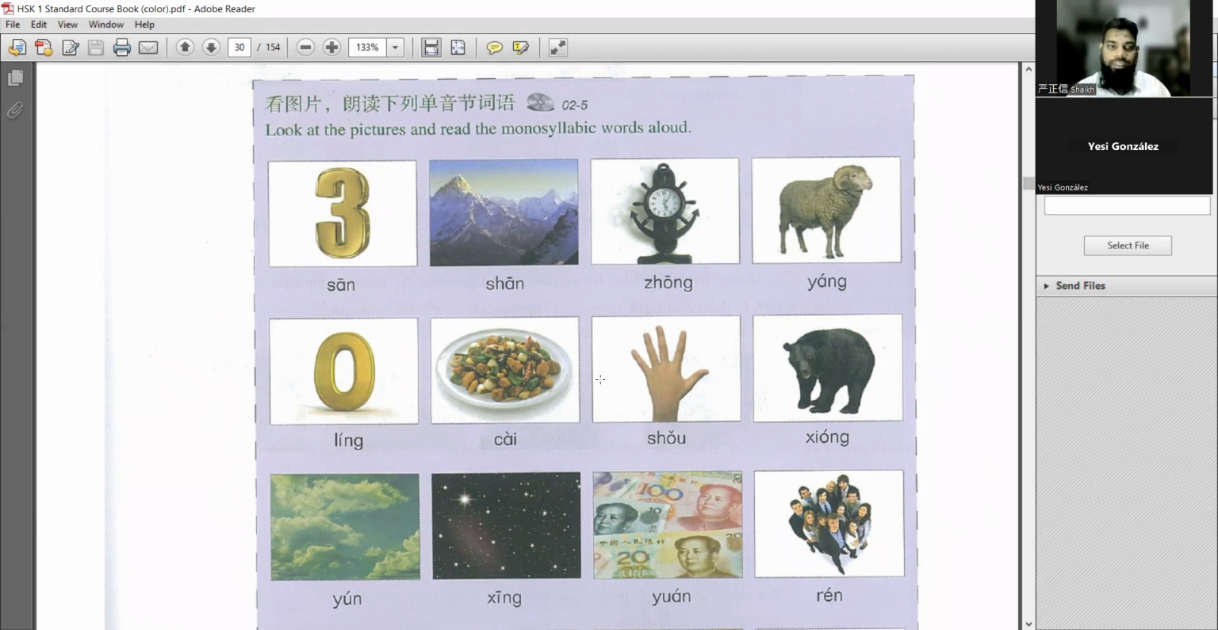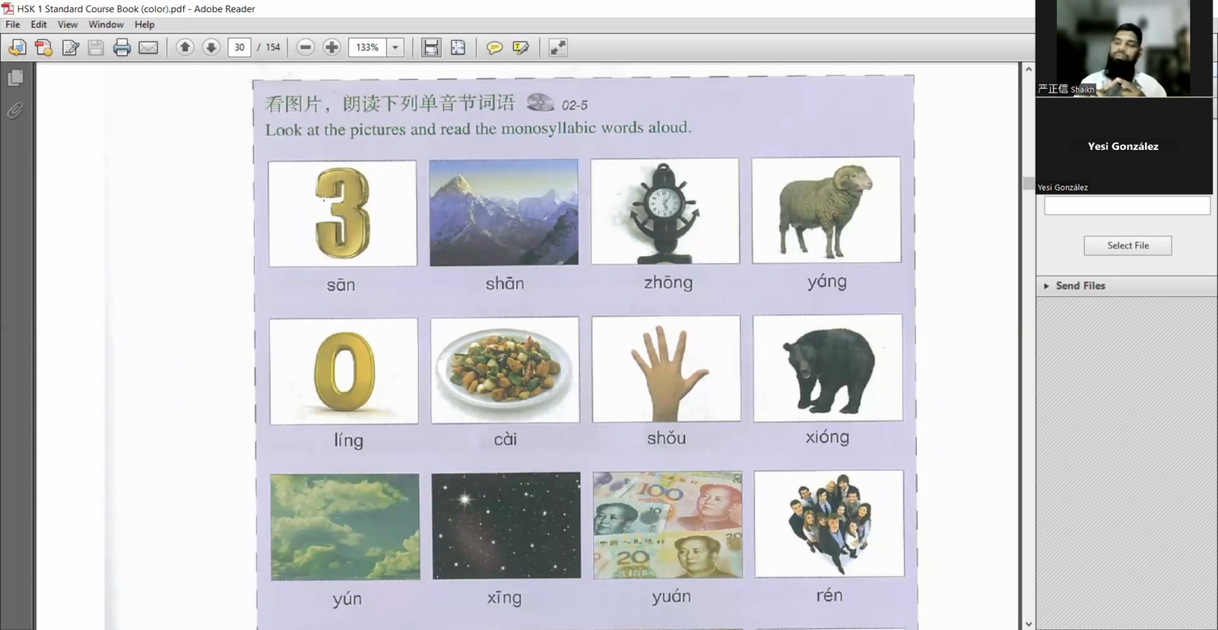Okay. So these are some of the monosyllabic words, but these words are made by using all the initials and finals which you have studied until now, in chapter number 1 and also in chapter number 2. So the first monosyllabic word is san. S and an combine together and become san, and san has the first tone. San means three in Chinese.